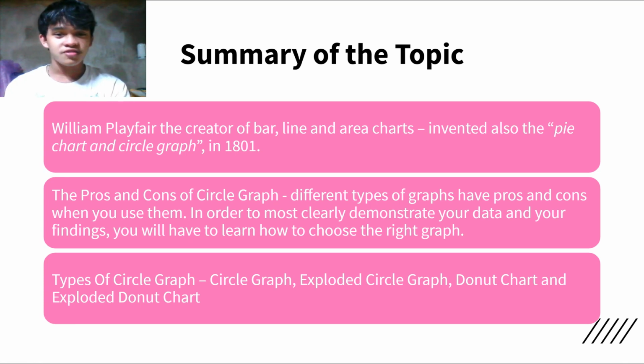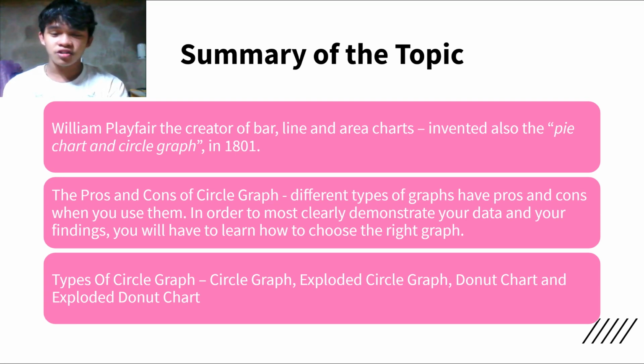The pros and cons of circle graphs. Different types of graphs have pros and cons when you use them, or advantages and disadvantages. For a circle graph, you are able to show total percentages for each category you're displaying. But it is also hard to compare two sets of data with each other. In order to most clearly demonstrate your data and your findings, you will have to learn how to choose the right graph.